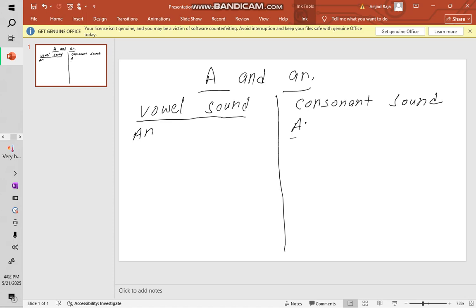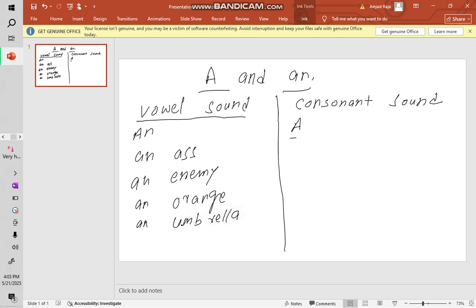For instance, if we have a vowel sound, for example: an enemy, an orange, like an umbrella, an hour, an honest, an heir.